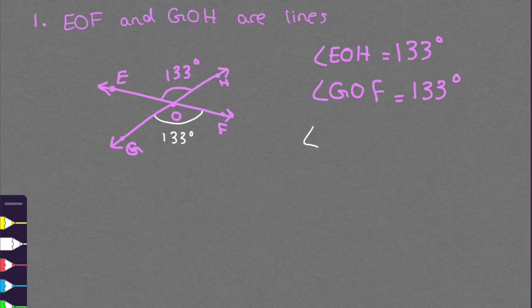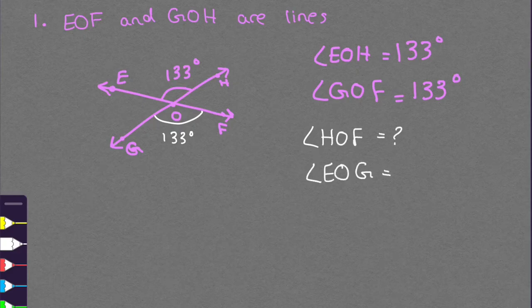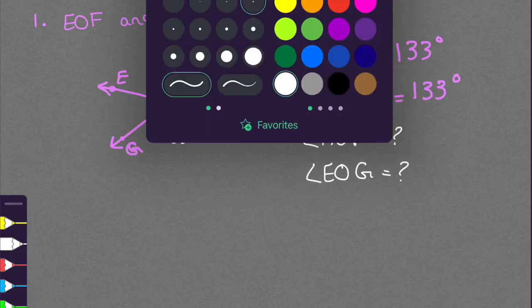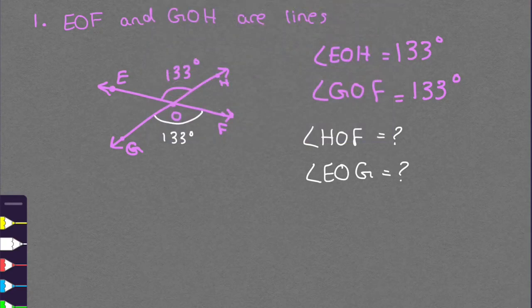But the question is asking us, find the angle HOF. So I put question mark, and EOG, put question mark. So the first one is HOF. How do we find that out? In this question, we're using two rules. The first rule that I had to use is vertically opposite angle. That's how I got GOF. And now the second rule that I'm going to use is the rule for the line.